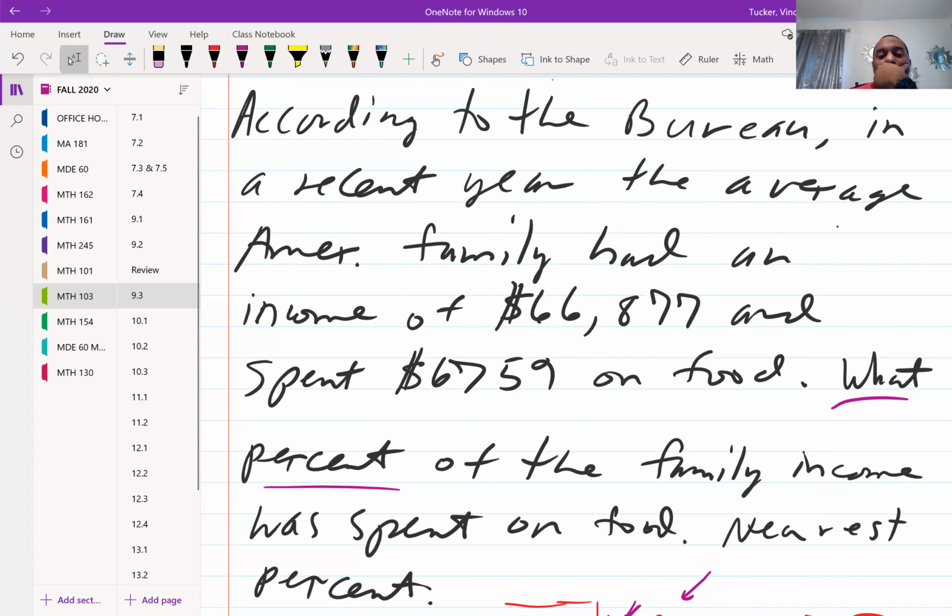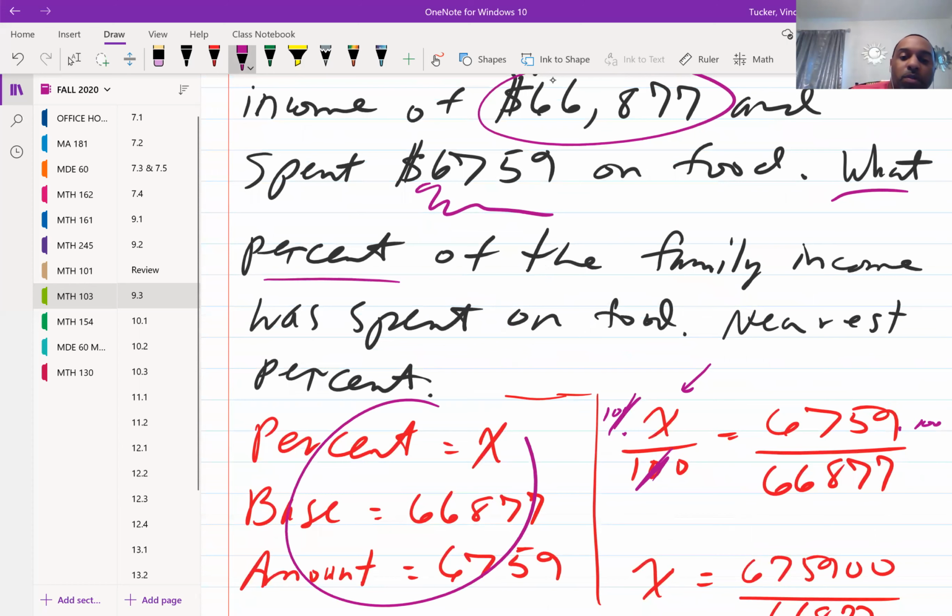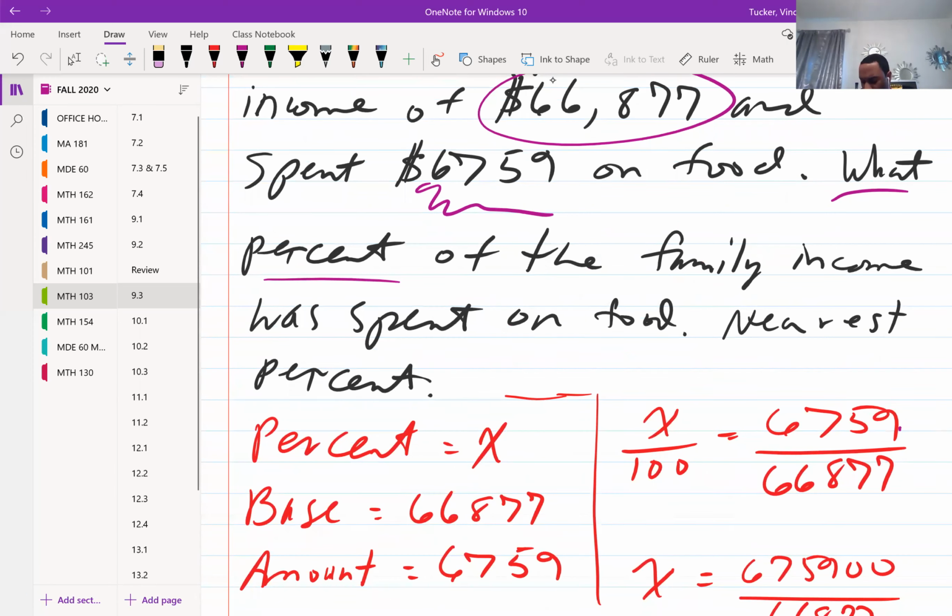All right, so we want to know the percent. It says what percent of the family income was spent on food, round to the nearest percent. Notice we have a total income of $66,877, and part of it is spent on food, $6,759. So when we set up what we know, it's right here. Our percent is our unknown, that's our X. The base is the 66,877, that's our total amount, our base. And the part is the amount, the 6,759.